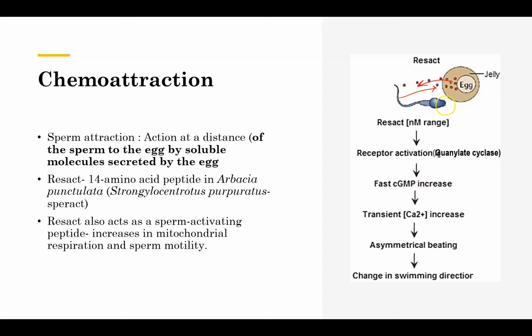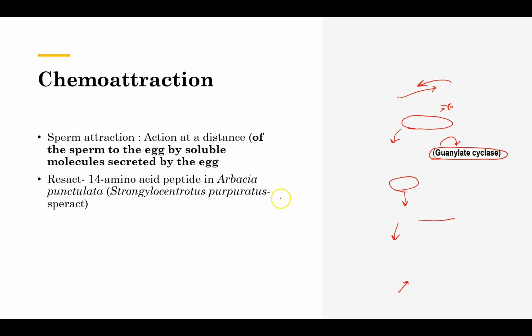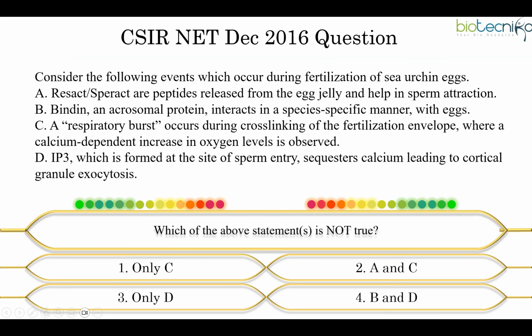How does the sperm do it? It does it through a signaling process. So there will be receptors on the sperm for Resact or Speract. Once they get activated, they can sense the chemoattractant in nanomolar range. The receptor, which is a guanylate cyclase, a GPCR kind of receptor, will activate guanylate cyclase. cGMP will be released, and the fast cGMP increase causes a transient calcium increase, which leads to asymmetric beating and it changes the swimming direction. Then next, so the first statement is correct.